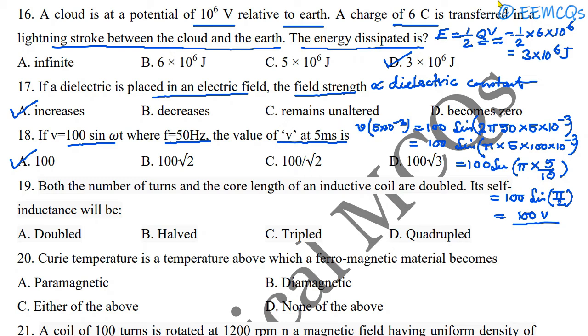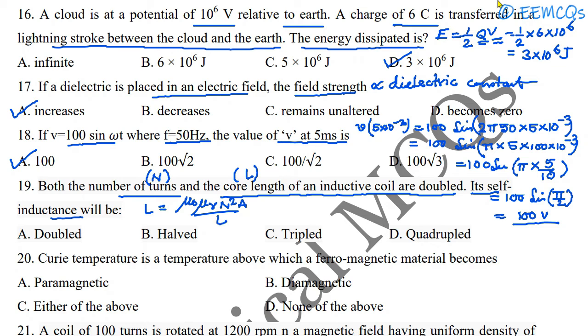Next question. Both the number of turns and the core length of an inductive coil are doubled. Its self-inductance will be, you know that the self-inductance of a coil having turns N and length L is given by L is equal to mu 0 into mu r into N square into A by L, where A is basically the area of cross section of the coil.